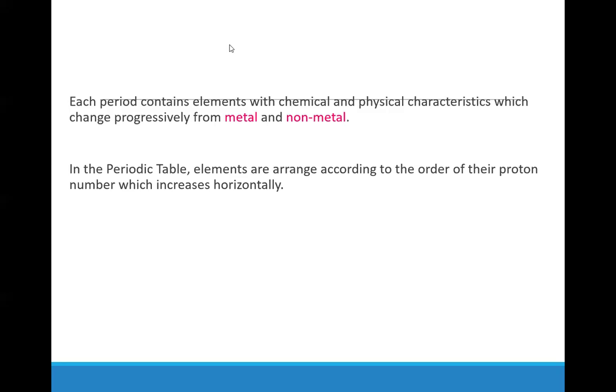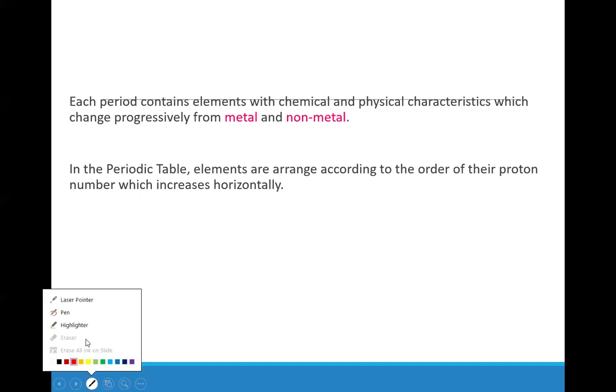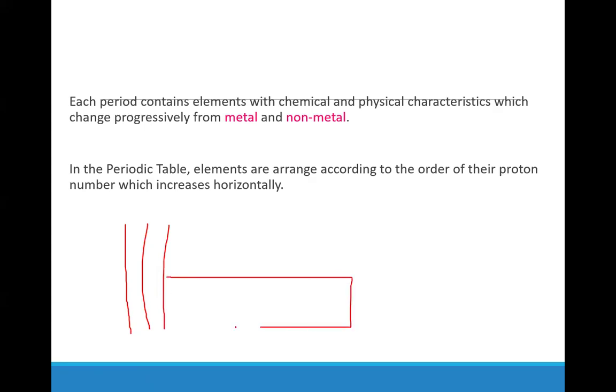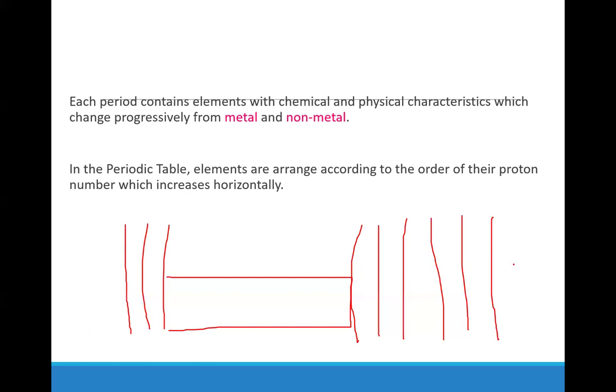Okay, so let's talk about periods. What are periods? The periods in the periodic table are the horizontal rows. For example, if you have the periodic table, these are group one, group two, and then you have the transition elements in between, and then you have group three, and then group four, five, six, seven, eight.